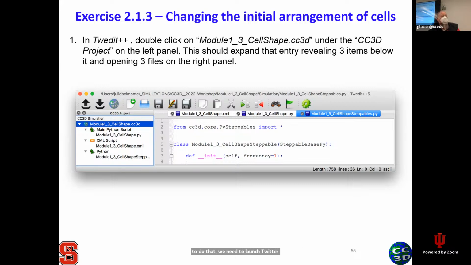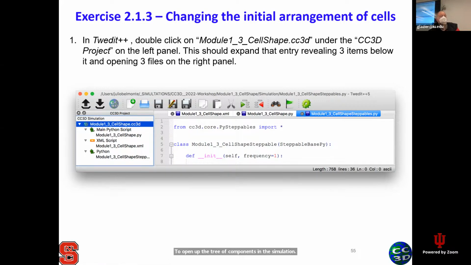And so to launch Twit, there are a number of things that we could do. Do people have Twitter available on their desktops? Everybody? You use Twitter to generate the simulation, so you should have it. The one thing you may have to do is the simulation that you have may be compressed. And so here under CC3D project, you may have to double click on the name of the simulation to open up the tree of components in the simulation. Okay.